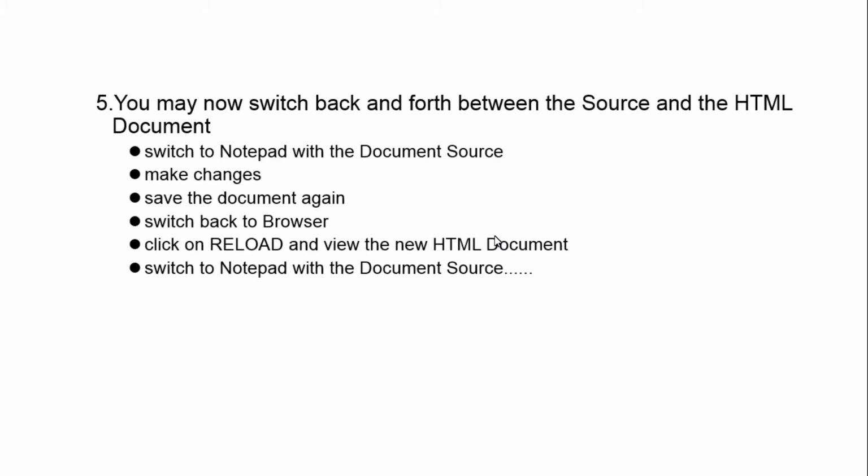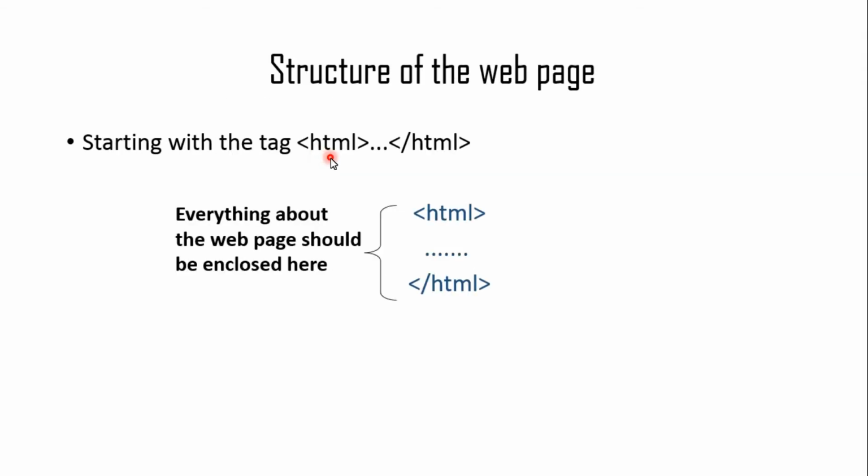You may now switch back and forth between source and HTML document. Switch to Notepad, make some changes, save the document again and switch back to the browser. Reload the browser and view the new HTML code.